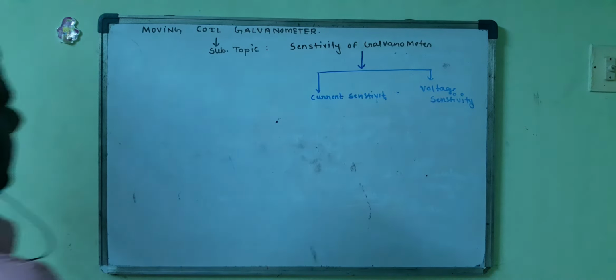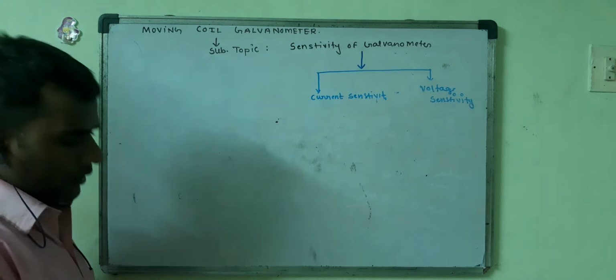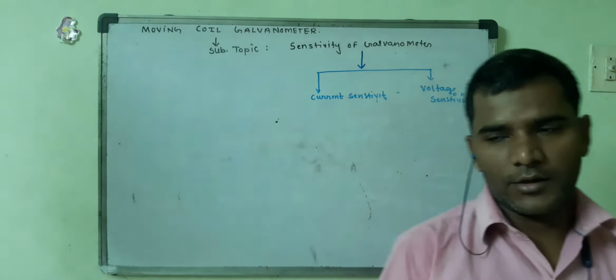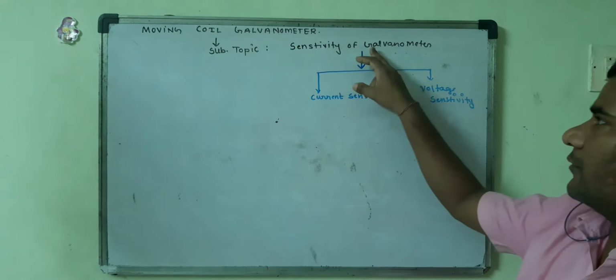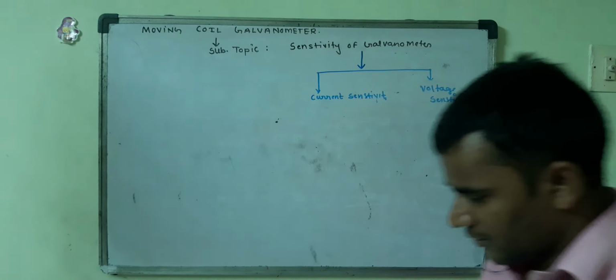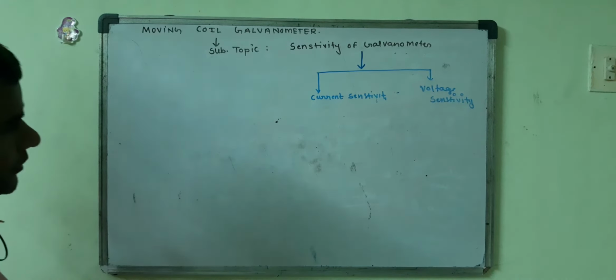Let us see the topic moving coil galvanometer. Here we'll see how to define the sensitivity of galvanometer. So here we have a sensitivity of galvanometer: current sensitivity and voltage sensitivity. Let us see what actually it is.